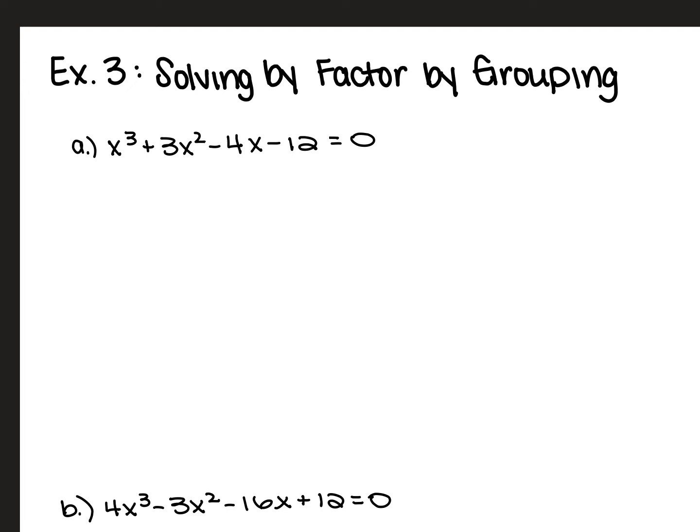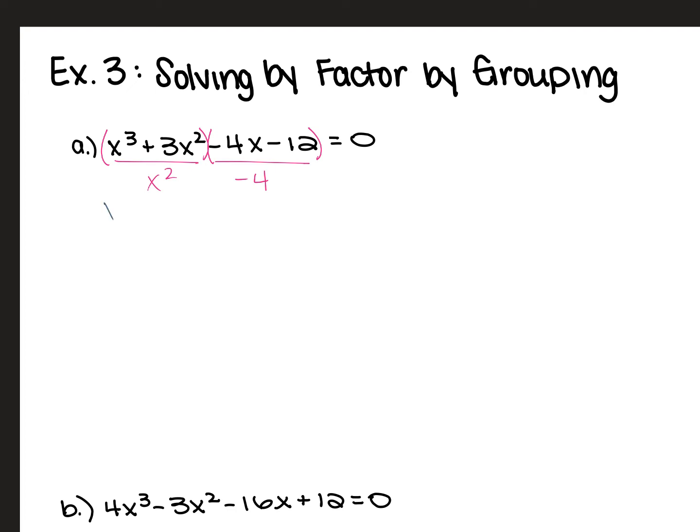For example A, you have x cubed plus 3x squared minus 4x minus 12 is equal to 0. You're going to put parentheses around the first 2 terms, put parentheses around the last 2 terms. With the first 2 terms, you have a greatest common factor between both of those as x squared. With the last 2 terms, you have a greatest common factor of negative 4.